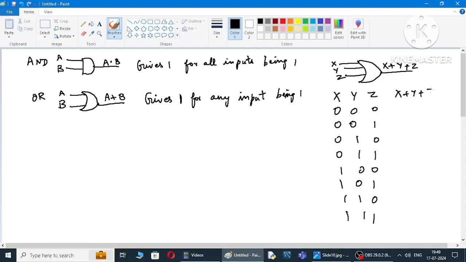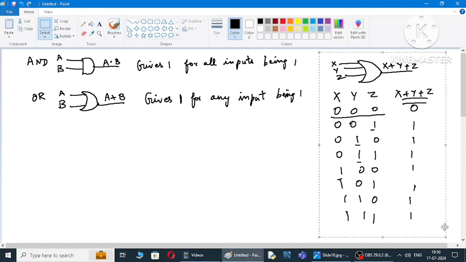Now what is the answer of an OR gate? If any input is 1, output is 1. So only for this the answer will be 0. For the rest of all the inputs, answer will be 1. This is the condition for the OR gate. Okay. Next we move on to the NOT gate.